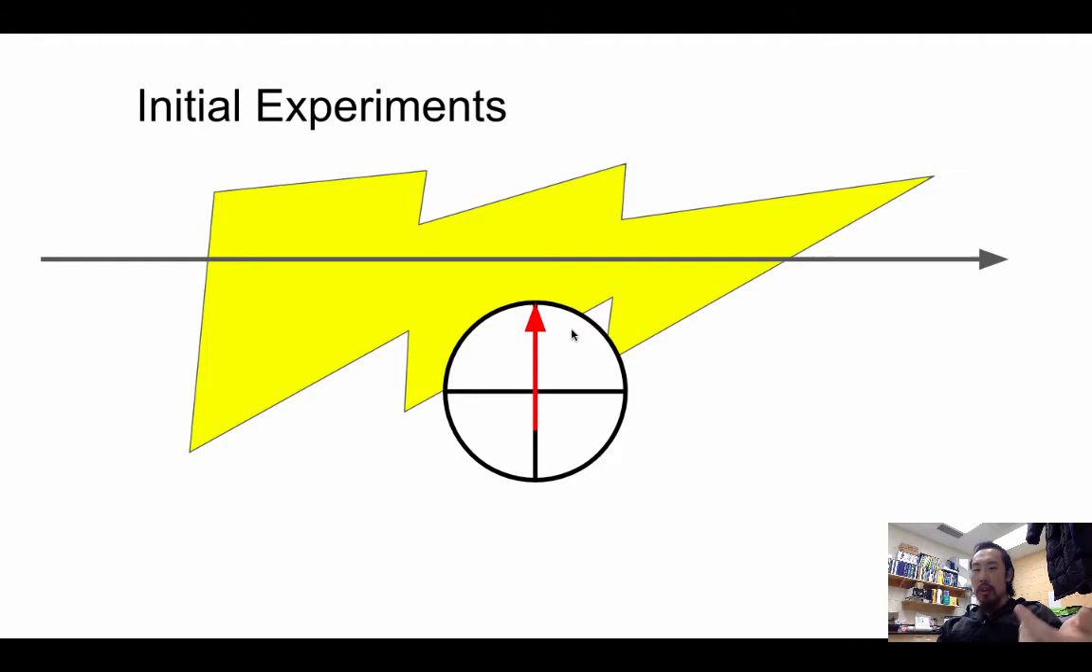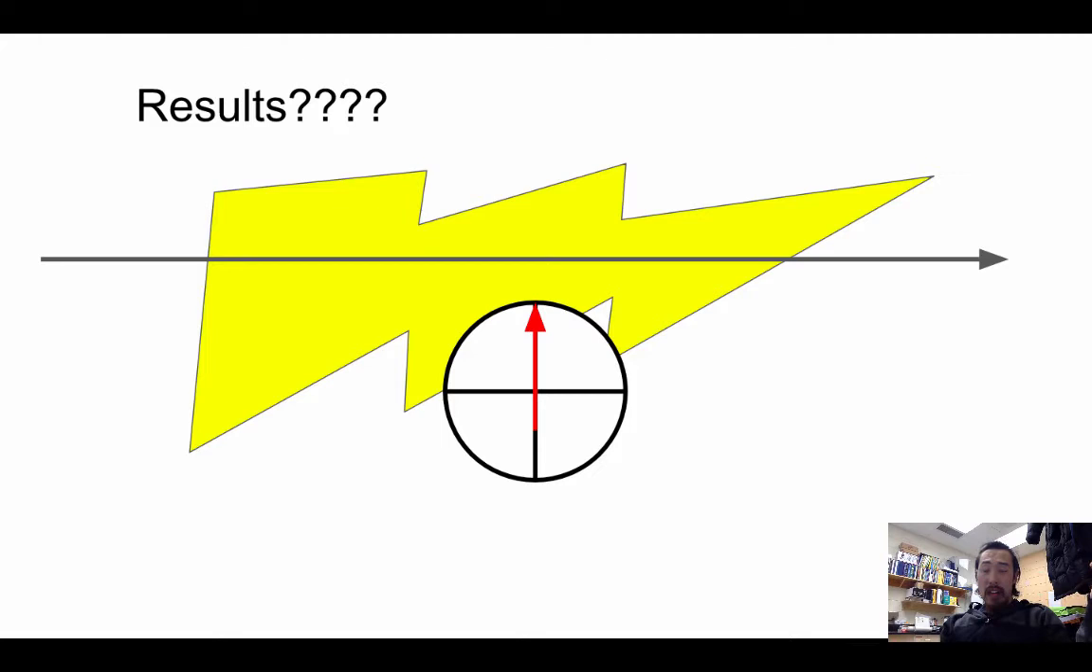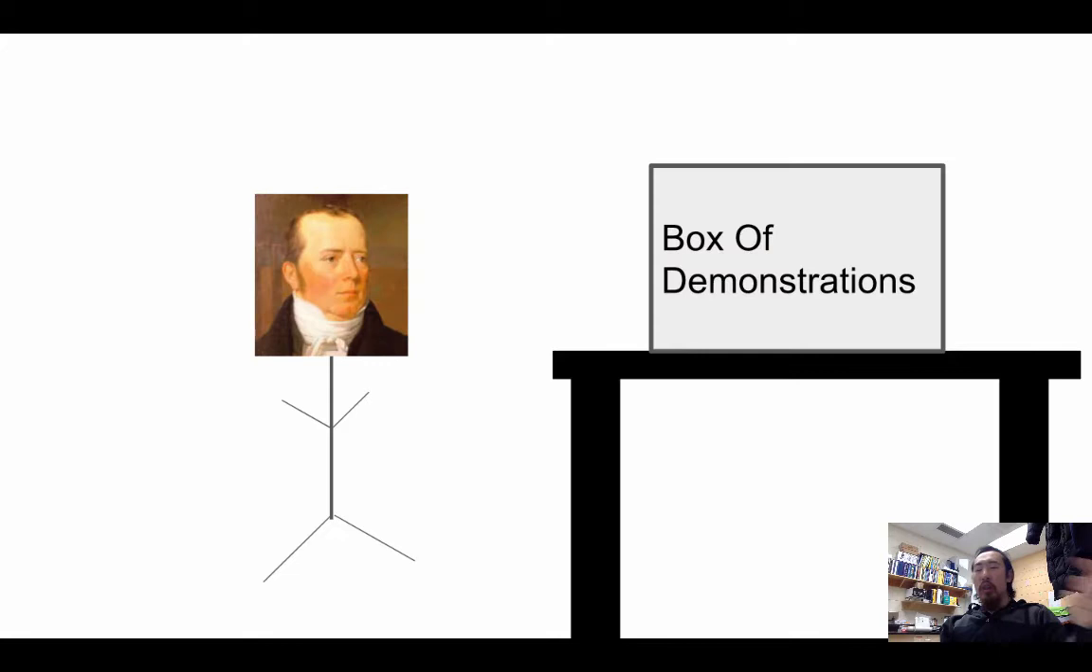Okay, and the compass would be lined up so that it would be pointing towards the wire, and that is actually very important. And during the initial experiments, what do you think happened? And if your answer is nothing happened, you'd be correct. And so it baffled scientists because they knew that there was something there, but they just couldn't figure out what. So along comes Hans Christian Oersted.